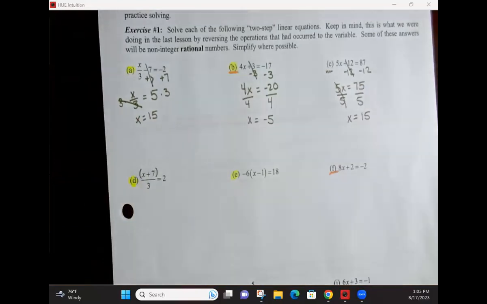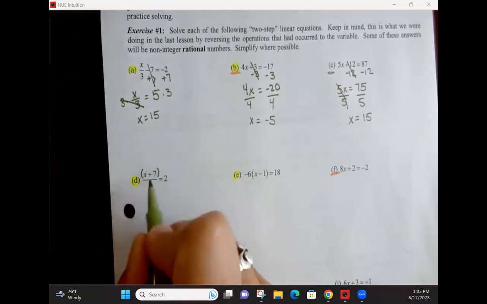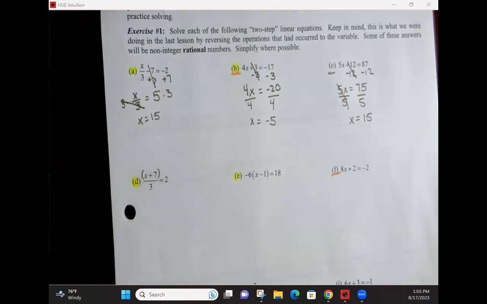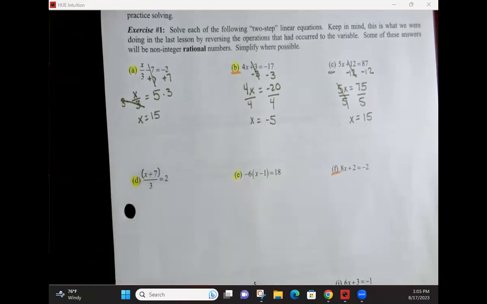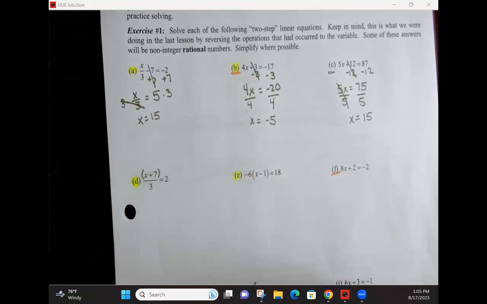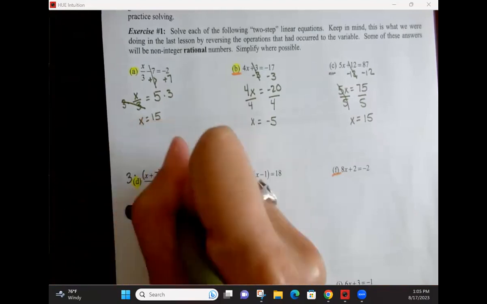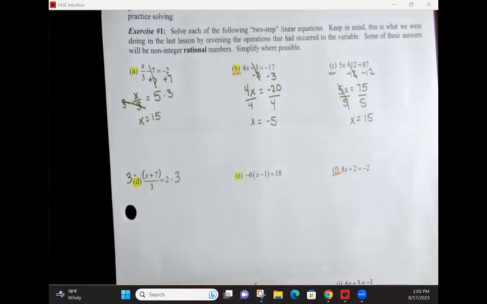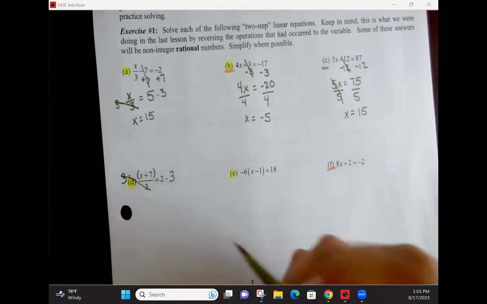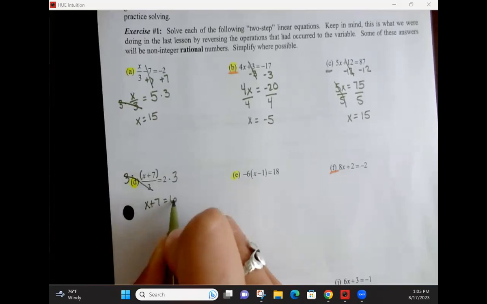Same idea when I'm solving. If I'm dividing more than one thing here, I want to treat this like it's in parentheses. I want to treat it like a group. And so my first step on D is actually going to be to get rid of this 3. So I'm going to undo this division to start. Okay. So my first step here is going to be to multiply both sides by 3. Right? Since we're dividing by 3, we can undo that by multiplying. So we get x plus 7 equals 6.